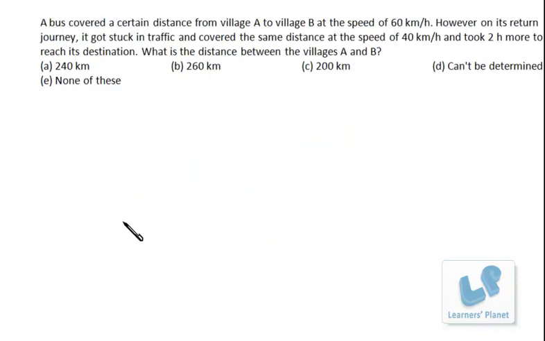Now friends, a problem from time, speed and distance. A bus covered a certain distance from village A to village B at the speed of 60 km per hour. However, on its return journey, it got stuck in traffic and covered the same distance at the speed of 40 km per hour and took 2 hours more to reach its destination. What is the distance between village A and B? Now we assume the distance to be x, right? So x distance, if the bus is traveling at the speed of 40 km per hour, it will take this much time, right? That means time is equal to distance by speed, right?